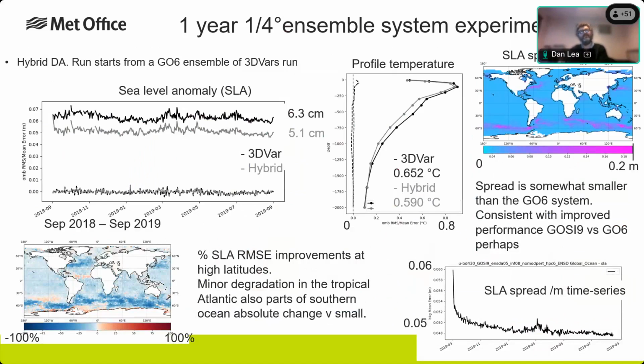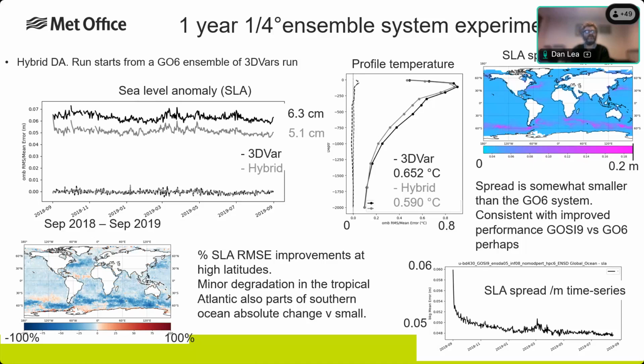We've run the system for 1 year, with quarter degree NEMO and quarter degree data assimilation. The conclusion is that we do still see a very big improvement with the hybrid DA. This time series of the sea level anomaly goes from 6.3 centimeters to 5.1 centimeters RMS error, and you see similar quite dramatic improvements in the profile temperature.